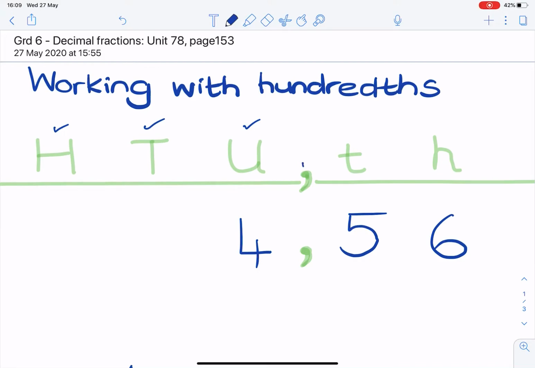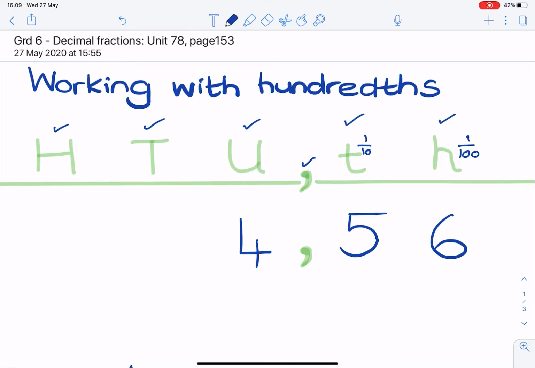This is the decimal comma which separates the whole numbers from the fractions. And then we have worked with tenths, and now we are working with hundredths. Remember that tenths are written like that, and hundredths are written like that. Now let's have a look at the number that I've placed in the place value columns.